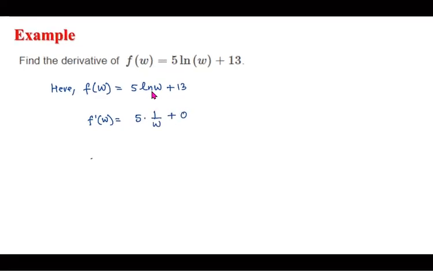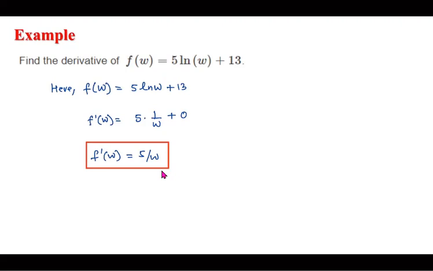That means what we get is the derivative is equal to 5 times 1 over w, 5 over w. That's it. We don't need to simplify any further. That's all we can simplify. So that is the derivative of that given function. So that was the fifth example, by the way.